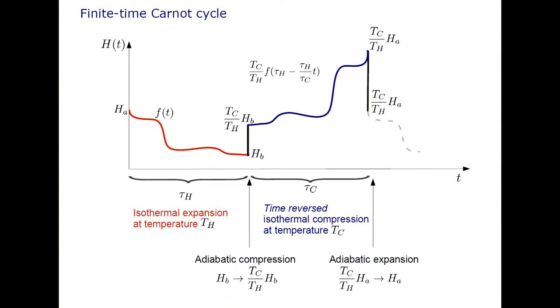You can assume that you couple the system with a hot bath, and you slowly change the Hamiltonian according to an arbitrary modulation. Then you apply a quench, so you multiply all the energy levels by a given constant. And then you apply the time reversal isothermal process. For example, if you compress a piston, you do the opposite expansion. And then you do another quench. This is usually the definition of a Carnot cycle. And you can compute with the previous expressions all the power, the efficiency, and so on.